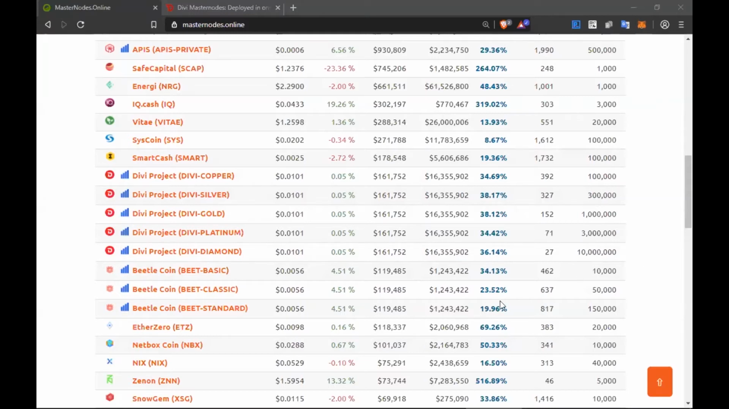And in case you want to set up your masternode right away and you don't have 100,000 Divi, we are collaborating with a platform called Minders Investments.